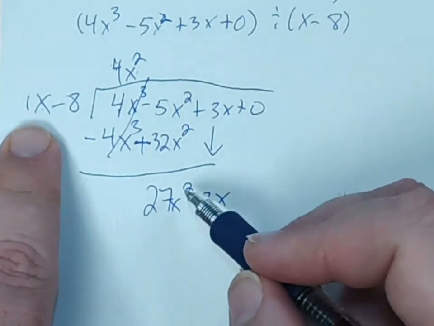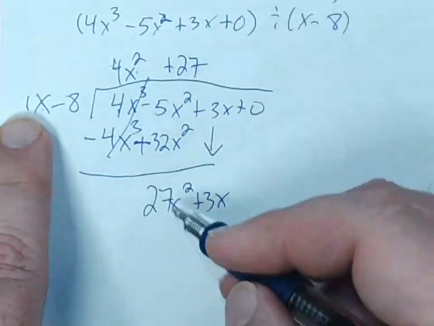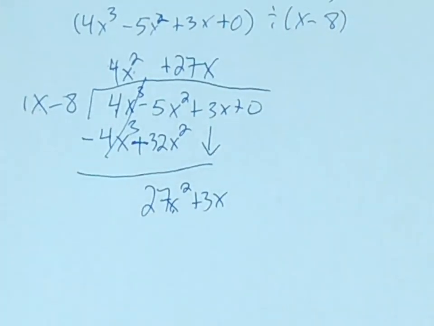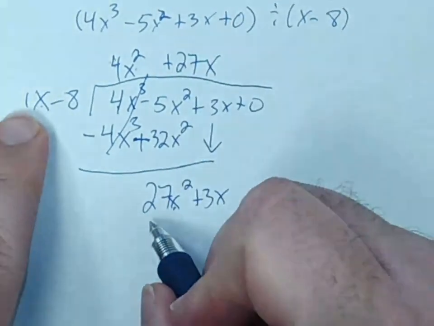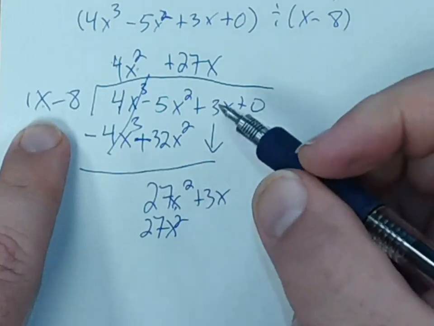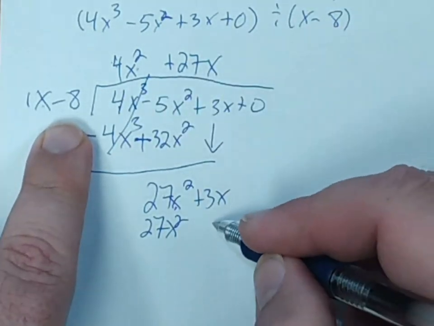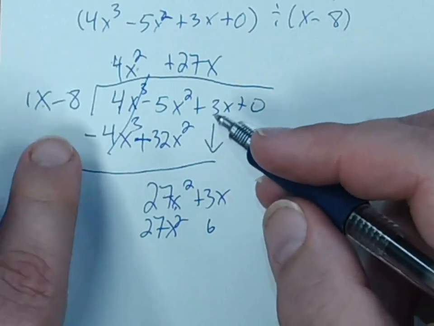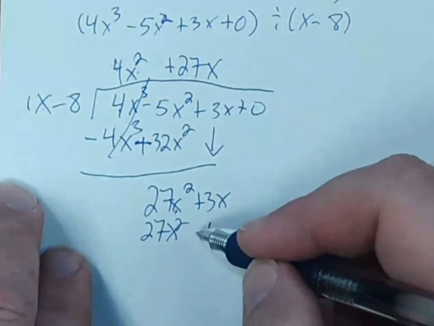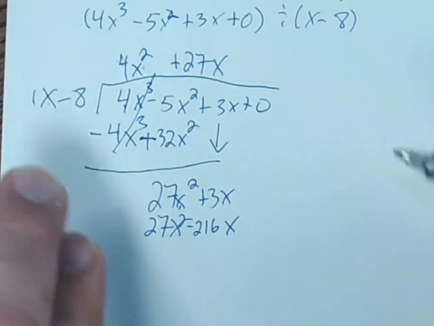So 27x squared divided by 1x. 27 divided by 1 is 27. X squared divided by x is x. That's the division. Now for the multiplication. 27 times 1 is 27. X times x is x squared. Now for the fun part. 27 times 8, that's a lot. 216, I think, and it's negative 216x. That's huge.